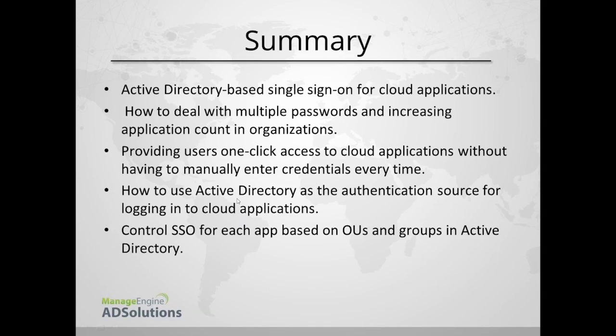Finally, I showed you how we can control the SSO for each app based on the OUs and groups in Active Directory. You remember that I had created two policies. One is sysadmin and one is a finance policy. Both had users from different OUs and both were given different cloud applications as well. Like for admin, it was Google Apps, and for the finance team, it was Zoho. And we saw how that all worked out as a perfect, well-laid plan in the organization.